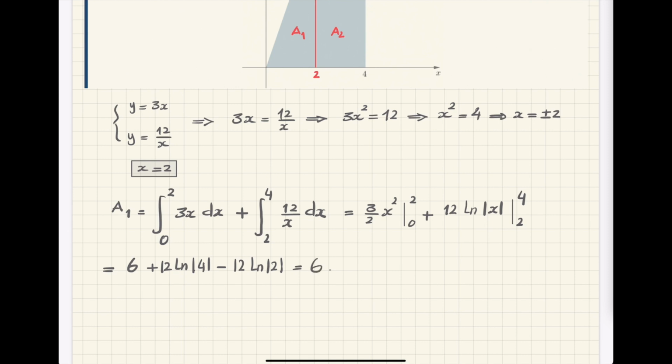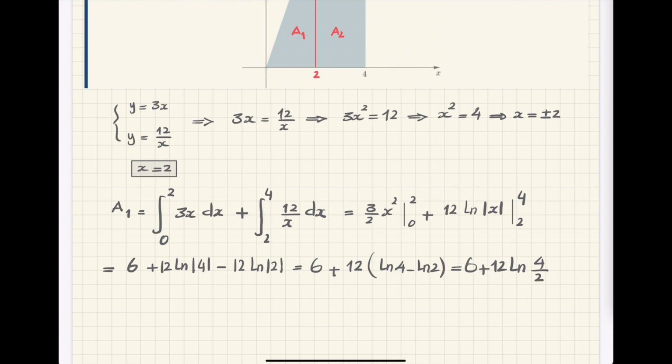So this becomes 6 plus 12. I don't need absolute values at all. I can factor 12. Absolute value of 4 is 4. Absolute value of 2 is 2. So it becomes ln of 4 minus ln of 2. Of course, this is completely right, but I would prefer to write it even simpler. I just write 1 ln and I divide 4 by 2.